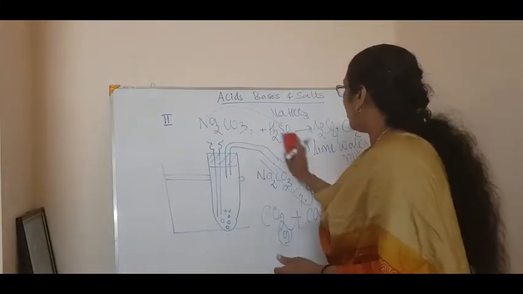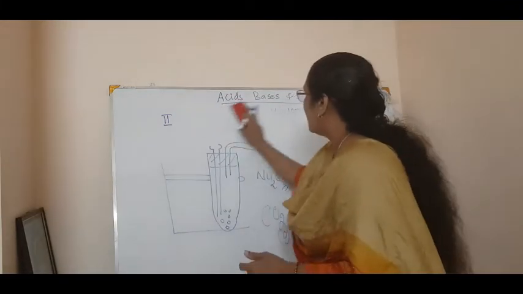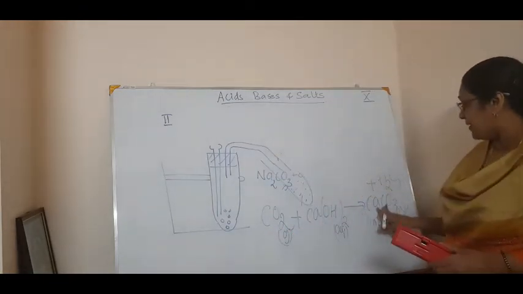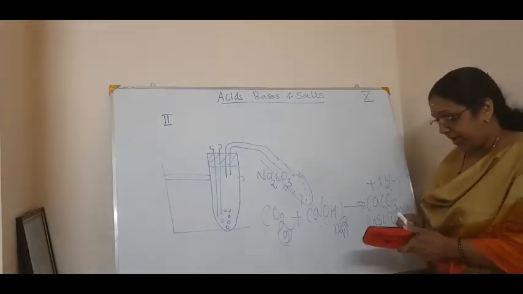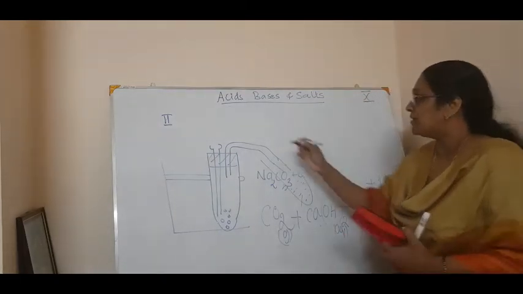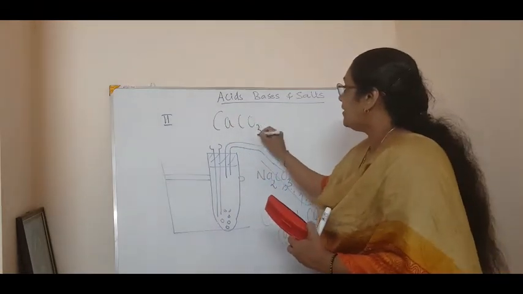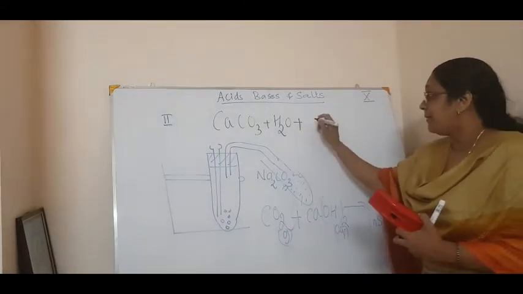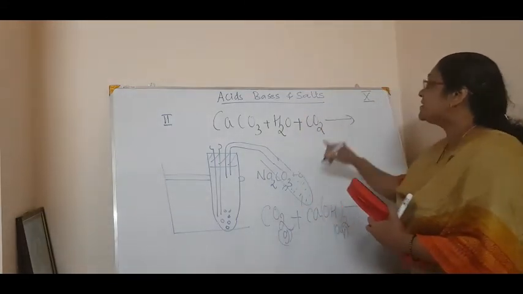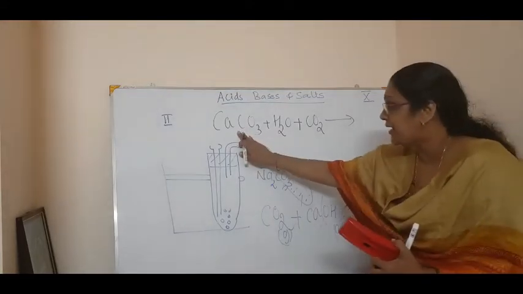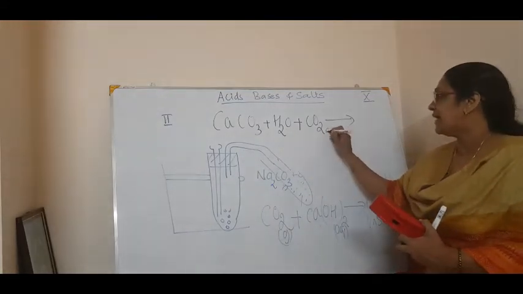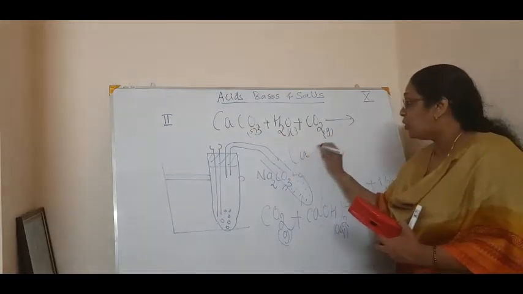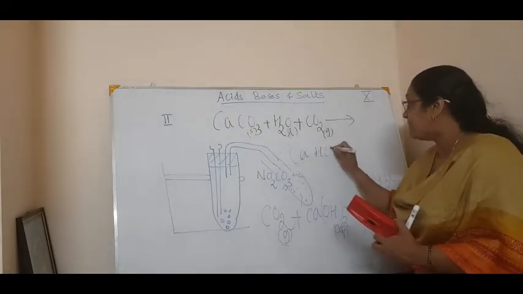So how can I write that? Listen. I have calcium carbonate plus water, isn't it? Into this, excess carbon dioxide is passing. See, calcium carbonate plus water plus carbon dioxide. See, this is a gas, this is a solid, and this is a liquid. Correct. What happens? It forms a substance called calcium bicarbonate.